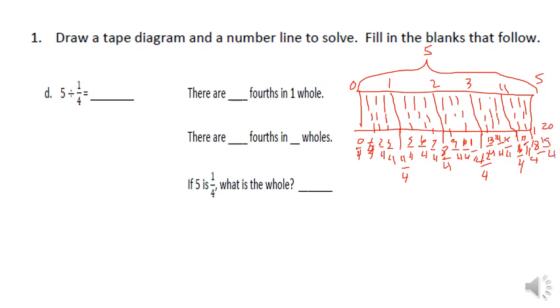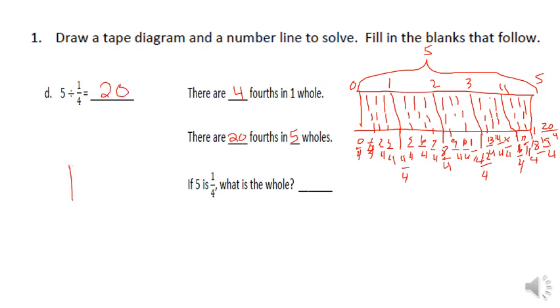over here was 20. So I should have drawn it longer. 20 quarters, which equals 5. So we can see there are, in accordance with this, 4 fourths in one whole. So if I had 5 wholes, I know that there are 20 fourths in 5 wholes. So I know 5 divided by 1/4 equals 20.